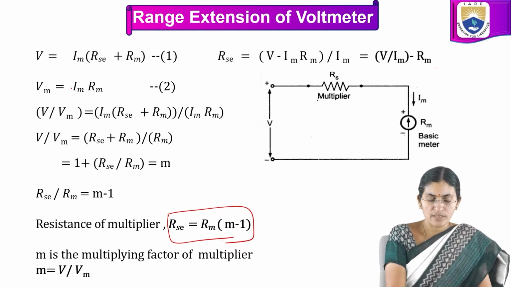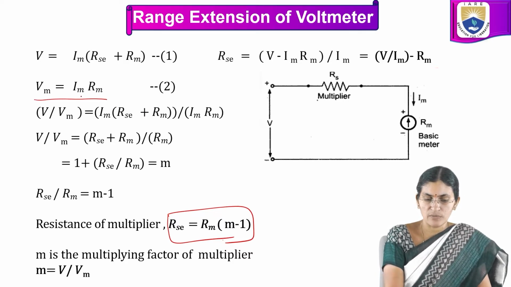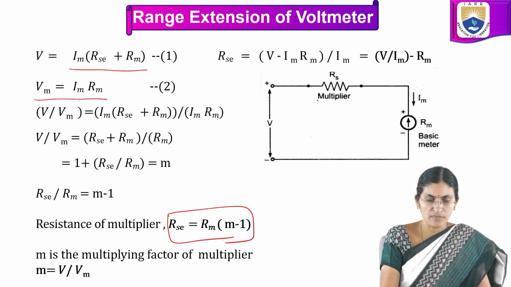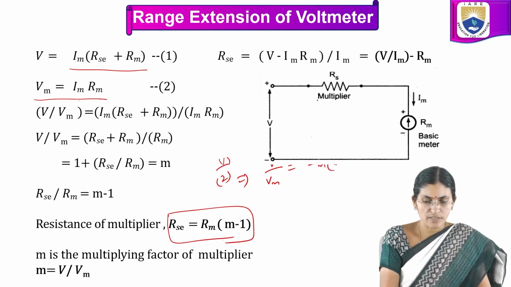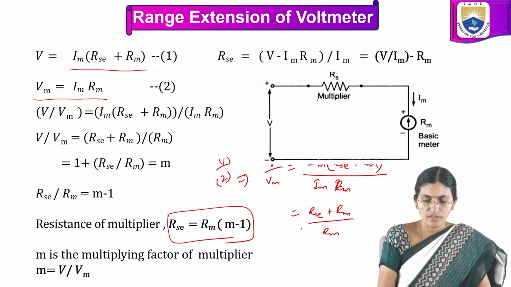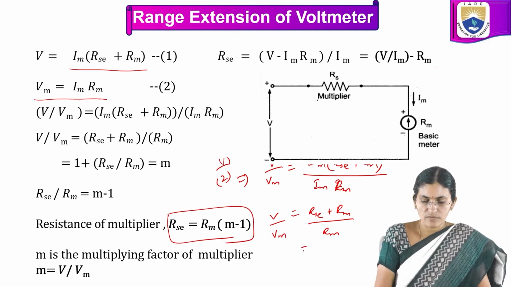We know that Vm is the voltage across the meter, Vm is equal to Im into Rm. Total voltage is equal to Im into (RSC plus Rm). So divide these two, equation 2 by equation 1. You will get V by Vm is equal to Im into (RSC plus Rm) divided by Im into Rm. Im is common, so (RSC plus Rm) divided by Rm. We can write this in the form of RSC by Rm plus 1.